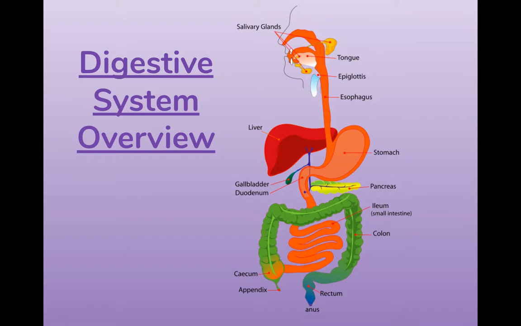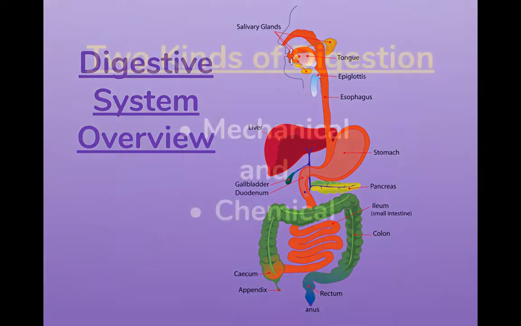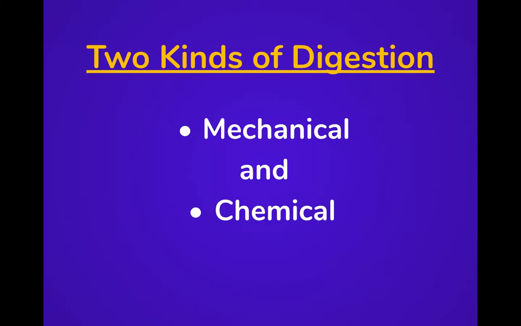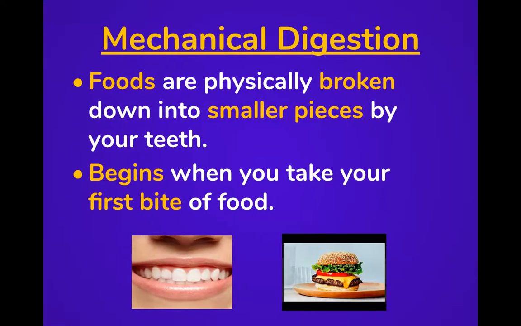So let's go ahead and continue on with our lesson, but I just wanted to give you a little overview of it. Okay, we said already there's two kinds of digestion. There is mechanical and there is chemical. In mechanical digestion, foods are physically broken down into smaller pieces by your teeth. That very first bite that you take is when mechanical digestion starts.